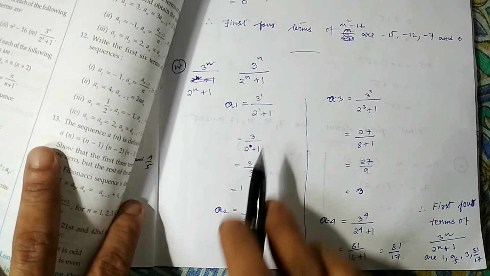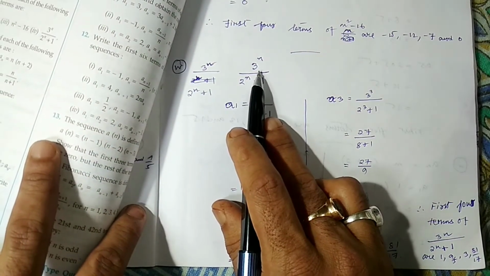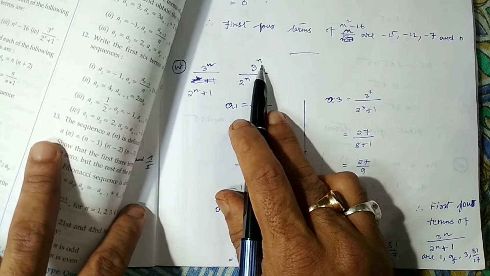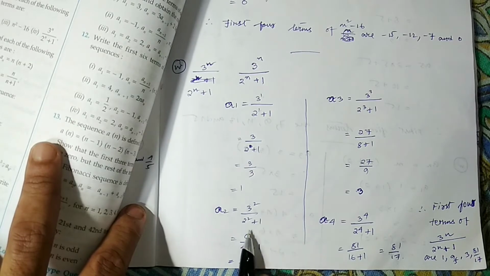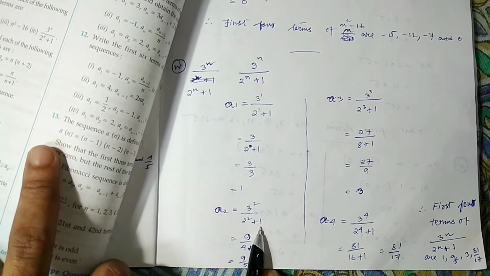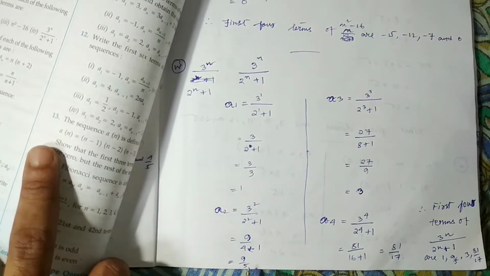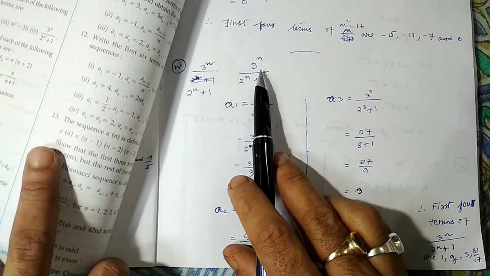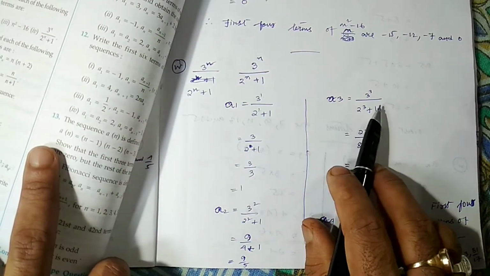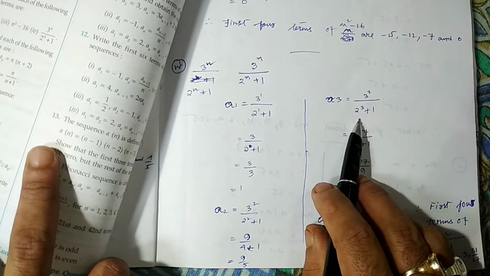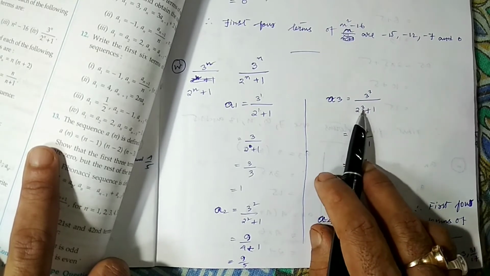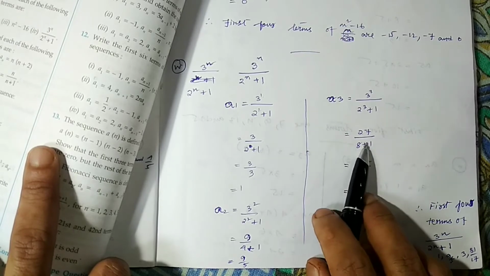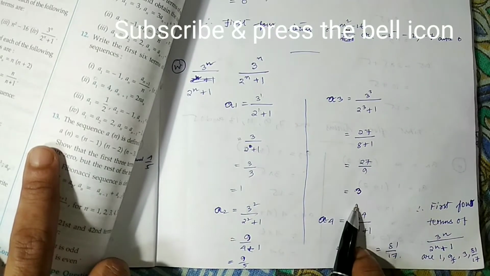If you take n equals 2, then what are we going to get? 3 to the power 2 divided by 2 to the power 2 plus 1. So 3 to the power 2 is 9. 2 to the power 2 is 4. 4 plus 1 is 5. So it will be 9 by 5. If you take n equals 3, then a3 will be 3 to the power 3 divided by 2 cube plus 1. 3 cube is 27. 2 cube is 8 plus 1. 27 by 9. So it will be 3.